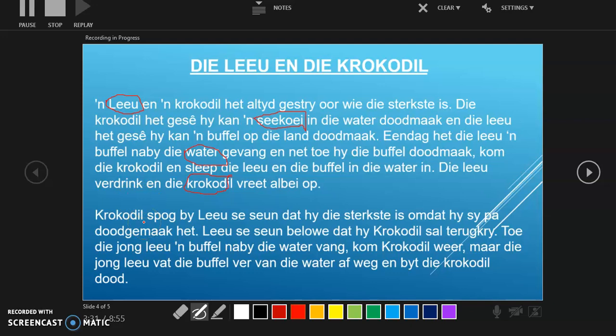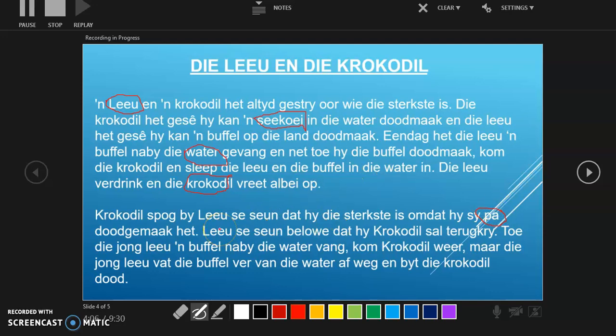Right, our second paragraph, first sentence. Crocodile spog by leeu se seun dat hy die sterkste is, omdat hy sy pa doodgemaak het. So daar het ons weer krokodil, daar het ons vir leeu, daar het ons vir seun, which means his son, en dan as ons kyk het ons ook vir pa, father. Alright, so I'm going to choose this one. This is a picture that you can see in your mind, that you can make up.